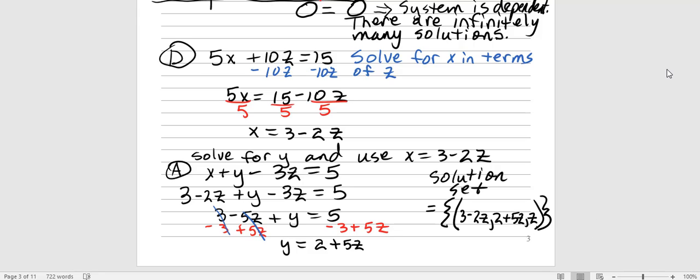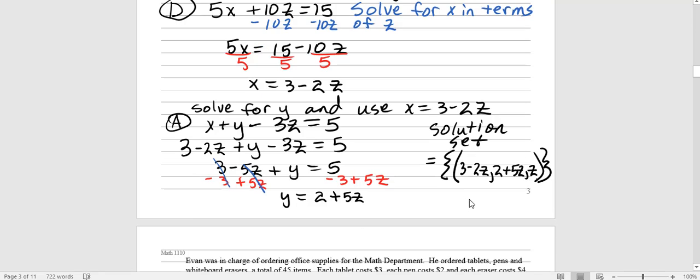So this system is dependent, and a dependent system always has infinitely many solutions, and the solution set in this case can be described in terms of z. Sometimes when all three equations represent the same plane, then the solution set is described using one of the equations. In this case, not all three equations represent the same plane, so I'm able to describe the solution set in terms of z.